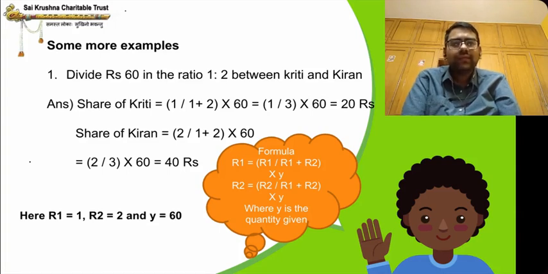Okay. Share of Kriti is R1 divided by R1 plus R2, 1 divided by 1 plus 2, 1 by 3 into 60, 20 rupees. Share of Kiran, R2, 2 divided by R1 plus R2, 1 plus 2 into 60, 2 by 3 into 60, that is 40 rupees. R1 is 1, R2 is 2 and Y is equal to 60. Okay.